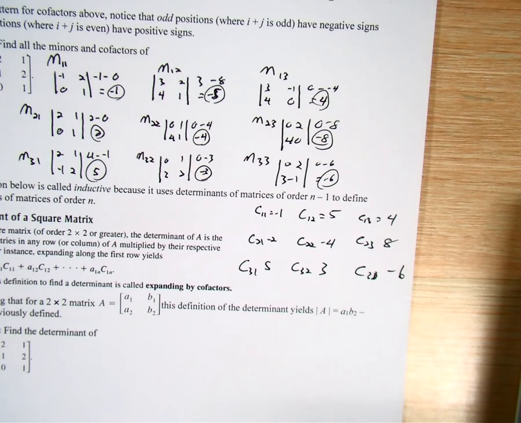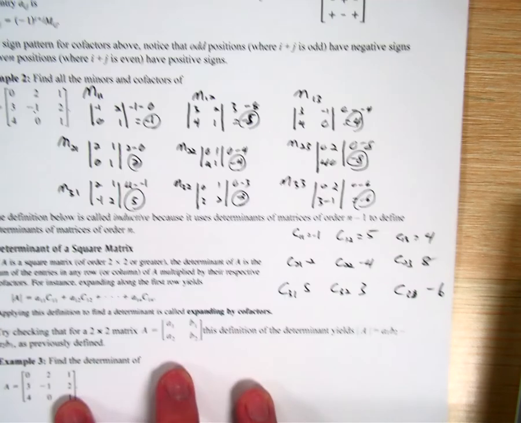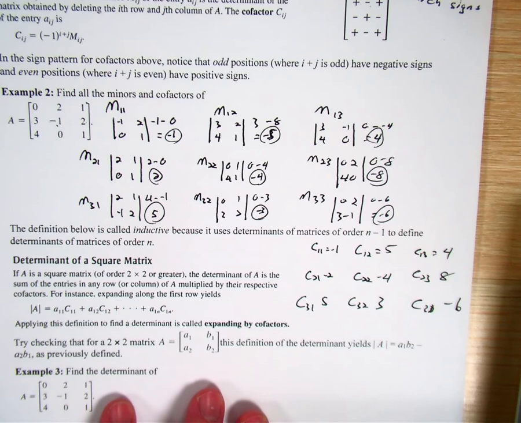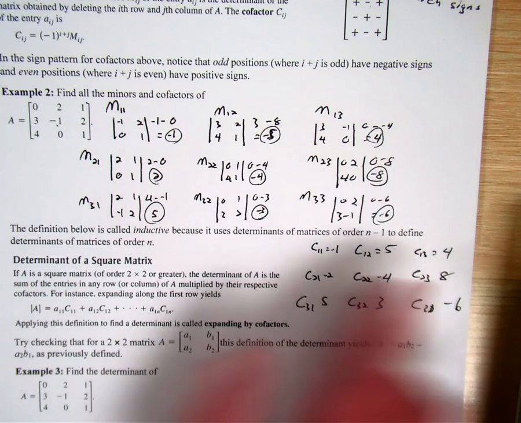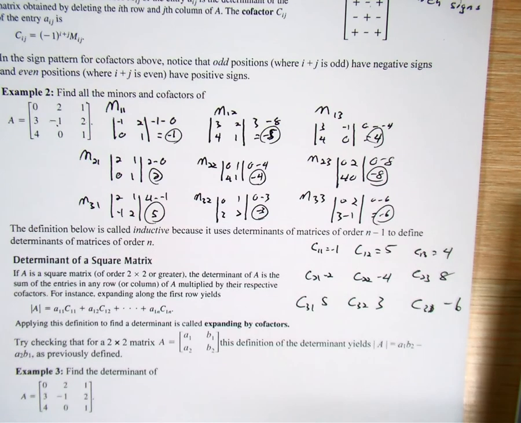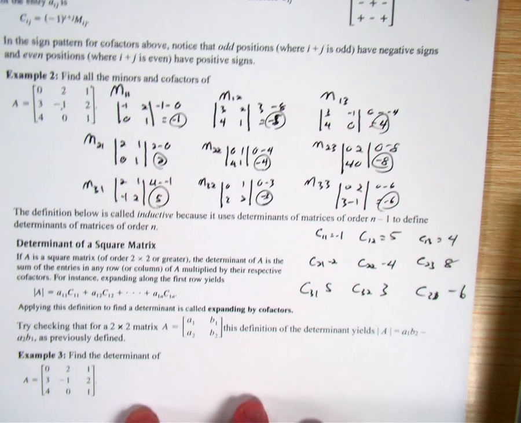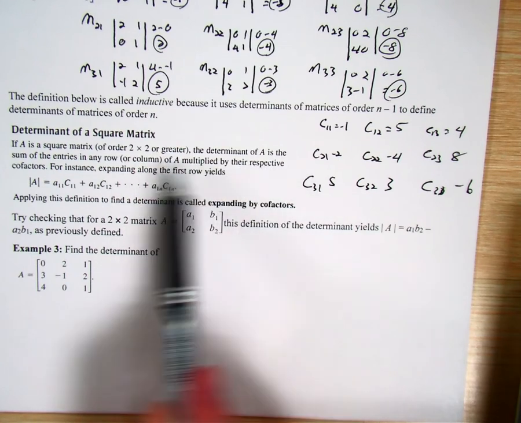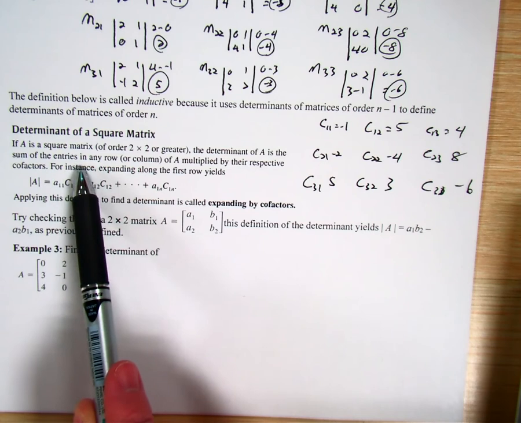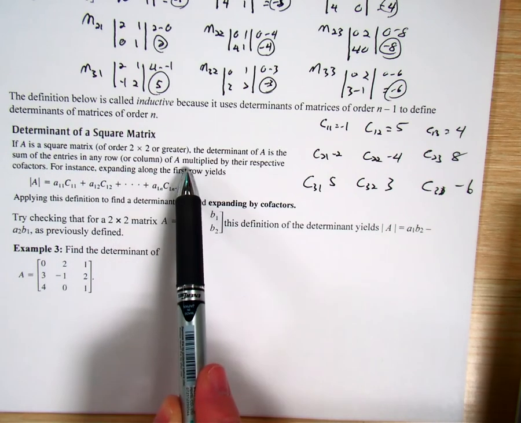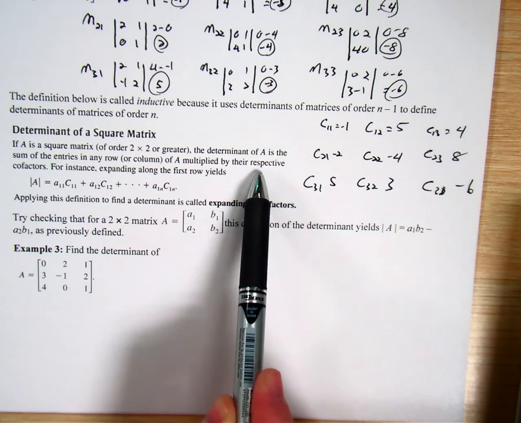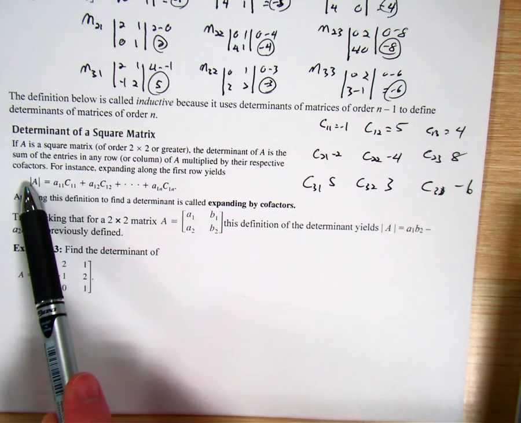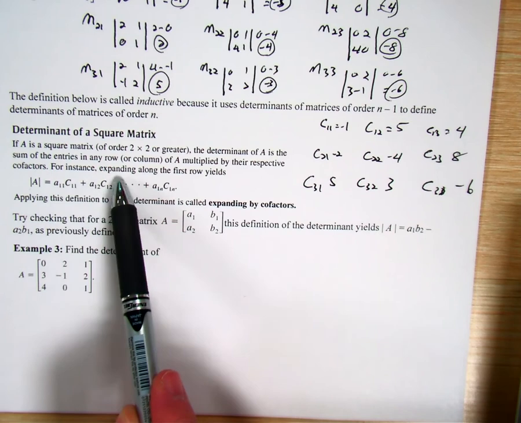Okay, now all of that stuff there, and we're going to find out that really we only need to do it for one row. It's good practice to be able to do it for all of them, all 9 of them. But really we only need to do it for one row or column. If A is a square matrix of order 2 by 2 or greater, the determinant of A is the sum of the entries in any row or column of A multiplied by their respective cofactors. For instance, expanding along the first row yields.